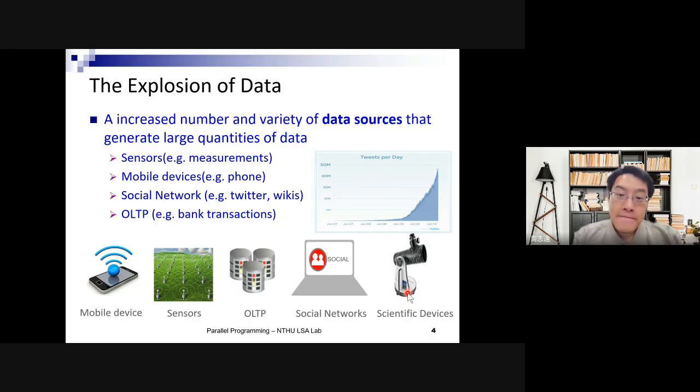Okay? And as a matter of fact, big data, or the problem of data volume, is a long-existing problem, but in the past, you probably only cared about this problem if you were working on some scientific computing problem, because in the past scientific devices like telescopes could generate a huge amount of data from scientific simulations or instruments.